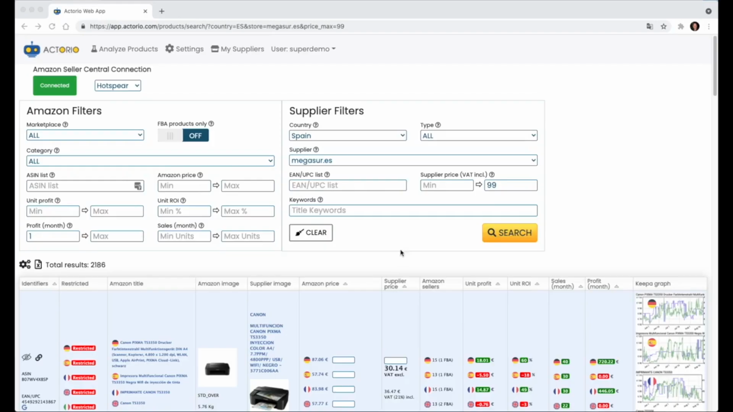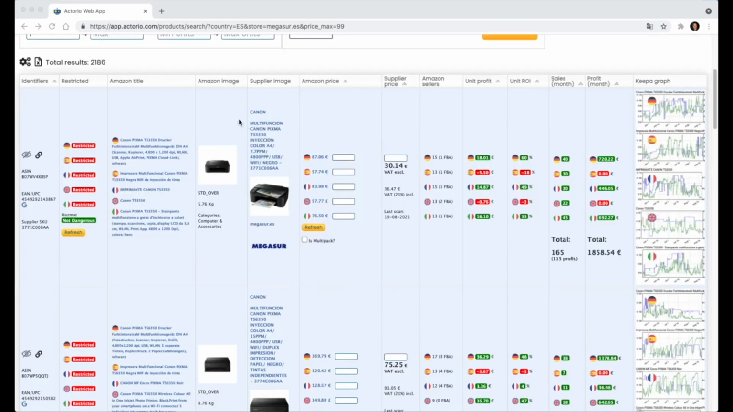So in this tutorial, we're going to learn how to analyze the results of a search. Here we can see the first thing we want to take a look at is the image. And as we can see, the image on Amazon is the same as the image of the supplier. And also I have to take a look at the title to make sure that the title is the same. And in fact, I can see that it's the same title.